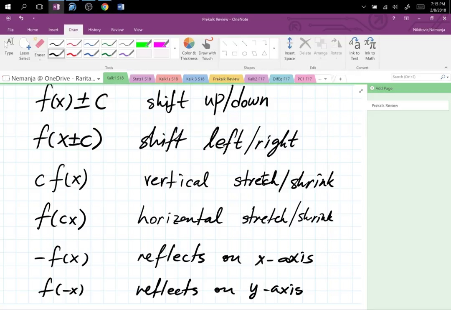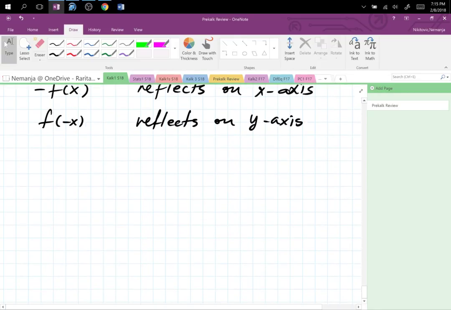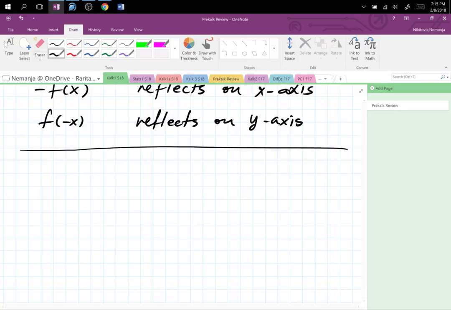Now, I'm going to apply this on two examples, so you can see the same transformations on two different functions. So you can see the progression, and hopefully this stuff kicks in if it didn't in Precalc 1. You need it.